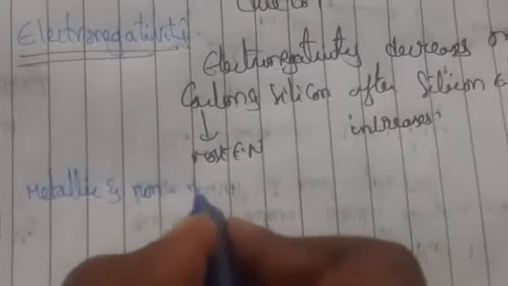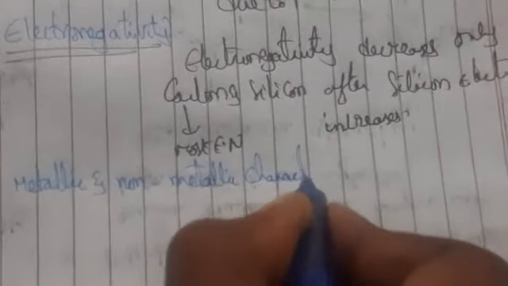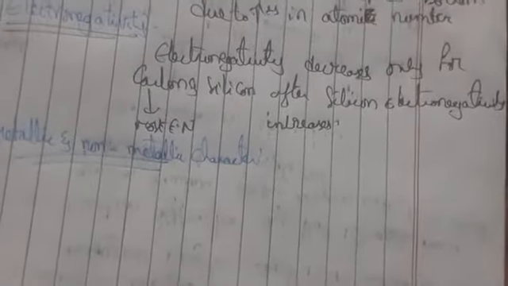Next one, metallic and non-metallic character. So what will be a metal, and what will be a non-metal? A metal should be a good conductor of heat and electricity, it should be malleable and ductile, it should have high tensile strength. If it has all of these characteristics, we can say that it is a metal.